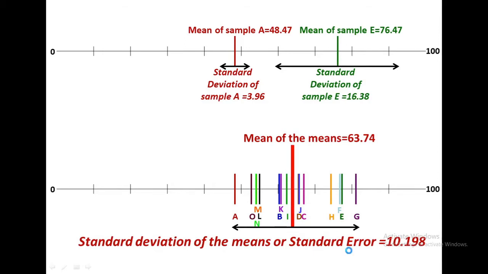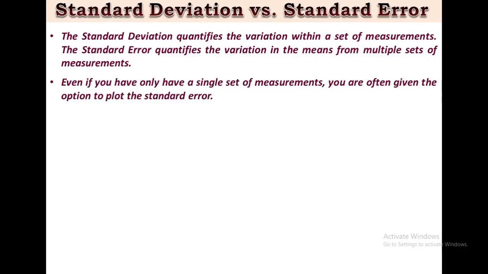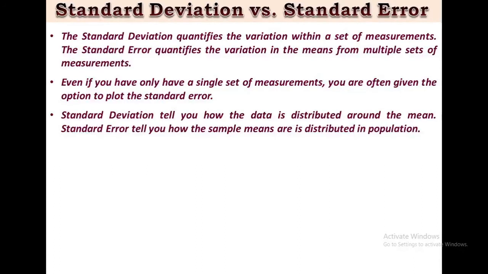Now we can compare standard deviation and standard error. The standard deviation quantifies the variation within a set of measurements, whereas the standard error quantifies the variation in the mean from multiple sets of measurements. The confusing thing is that the standard error can be estimated from a single set of measurements, even though it describes the means from multiple sets. Thus, even if you have only a single set of measurements, you are often given the option to plot the standard error.